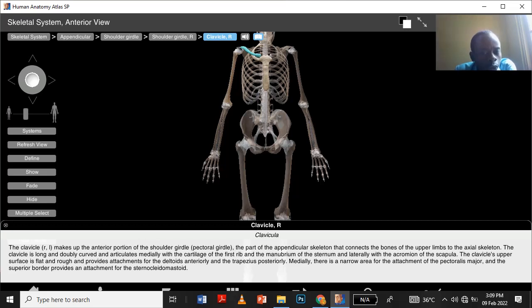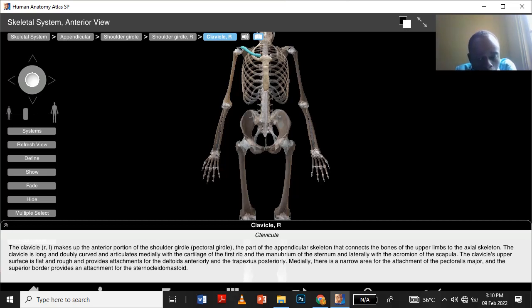On the lateral aspect, the acromial end of the clavicle articulates with the acromion of the scapula to form something called the acromioclavicular joint. The clavicle has an S-shaped surface, and the surface is flat and rough and provides attachment for the deltoid muscle, which is at the region of the shoulder.